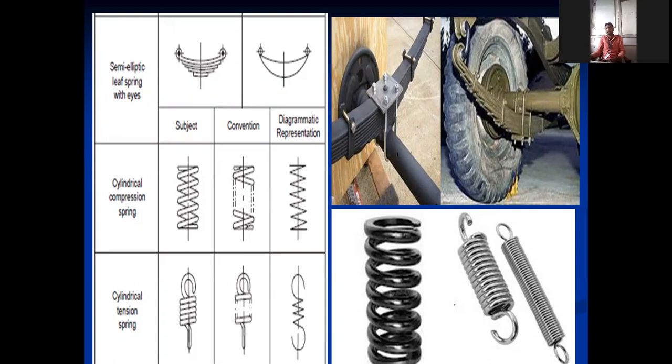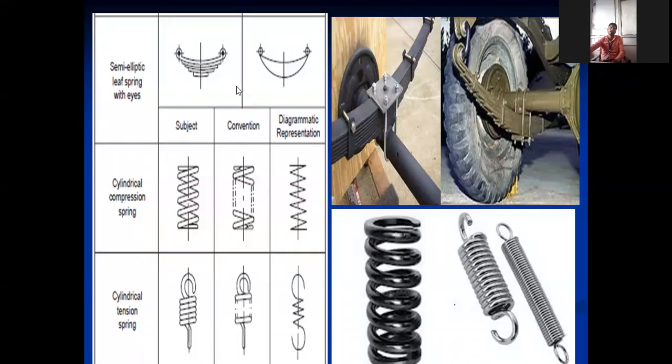So hereafter, once the word leaf spring comes into the picture, you should not be confused. You should know immediately what a leaf spring is. Further, the purpose of springs is to absorb a shock or jerk.